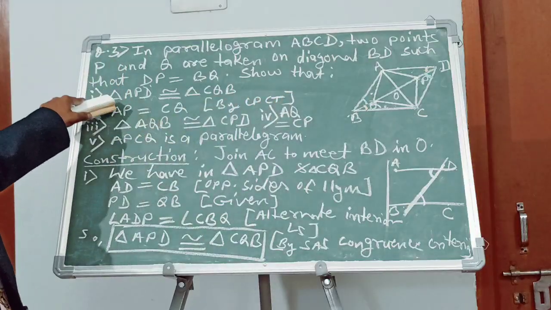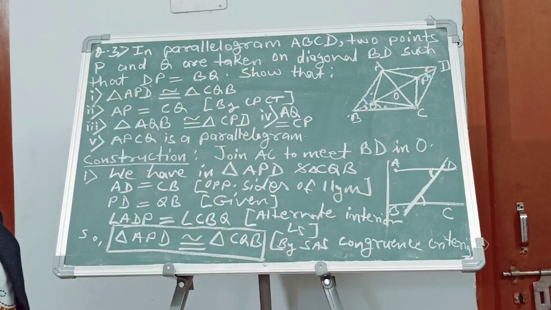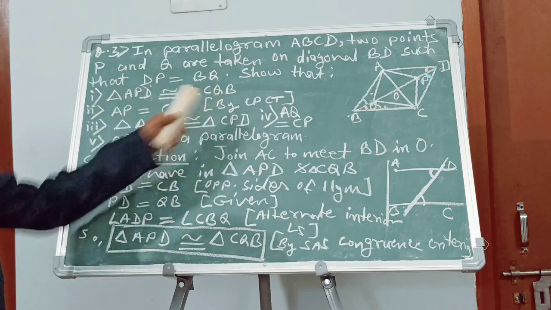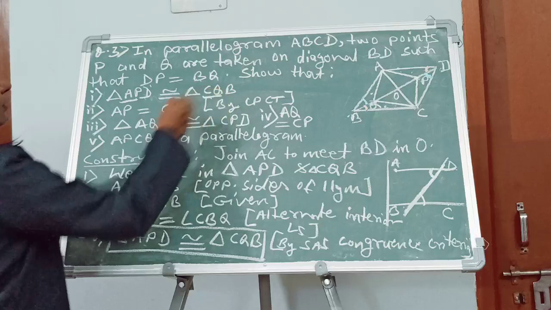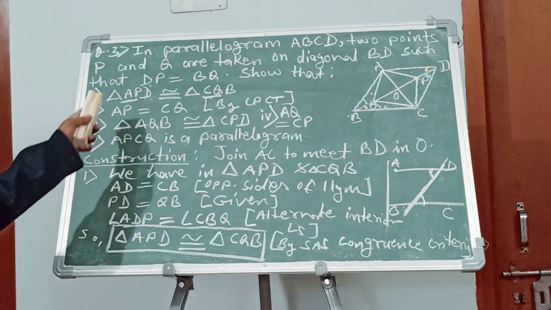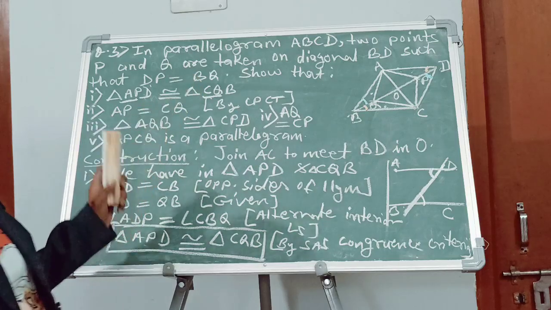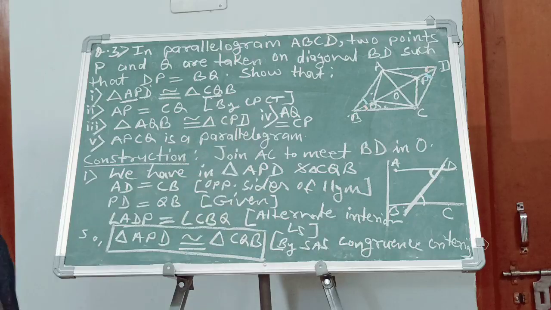Because in the first we have already proved that triangle APD is congruent to triangle CQB. So by CPCT we can say that AP is equal to CQ. From here you can also see this is AP and this is CQ. So if triangle APD is congruent to triangle CQB, then AP is equal to CQ by CPCT.